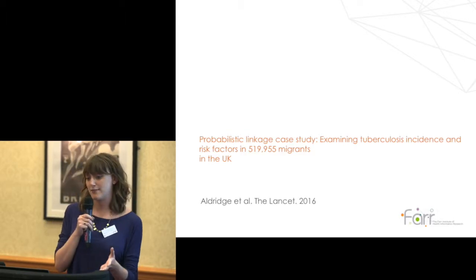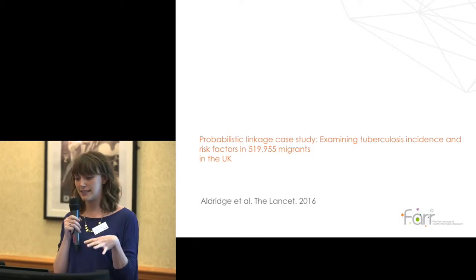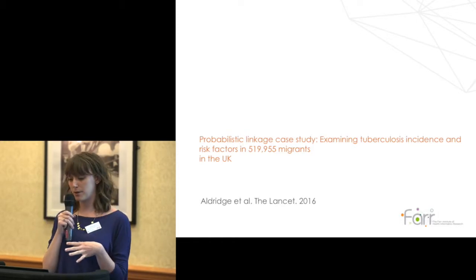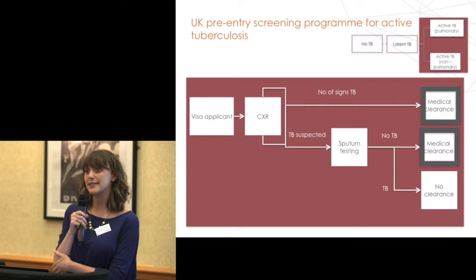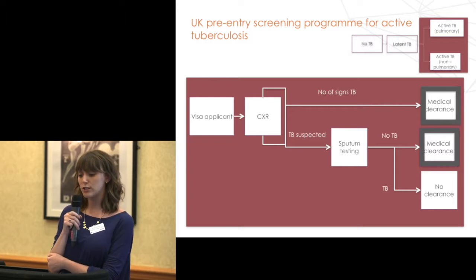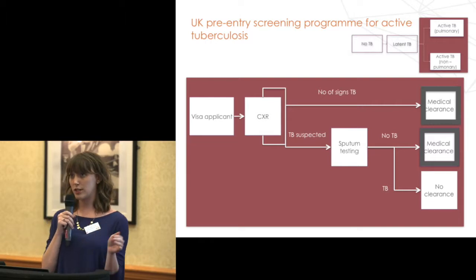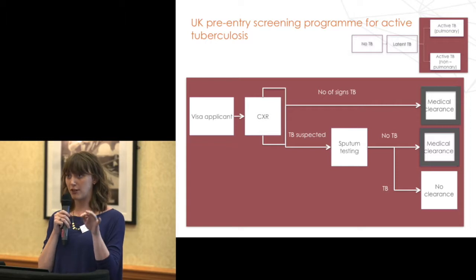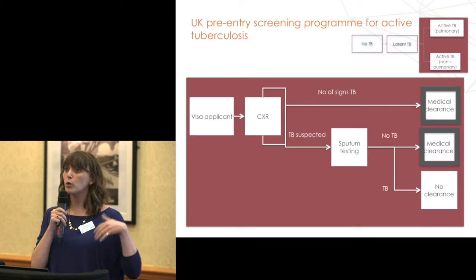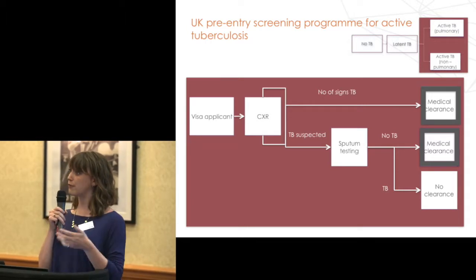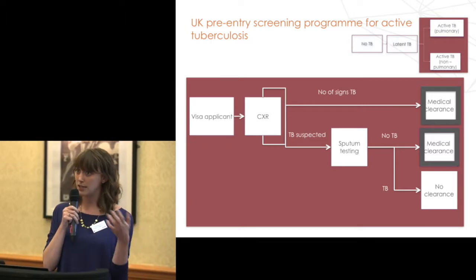A case study of this is we examined tuberculosis incidence and risk factors associated with tuberculosis in about 500,000 migrants in the UK. With the help of the IOM, the UK set up a pilot pre-entry screening program for active tuberculosis. Starting in 2006, going to 2012, this program was brought out to around 11 different countries of high TB incidence. Visa applicants who were above the age of 11, who were coming to the UK for more than 6 months, had to get a TB chest scan.